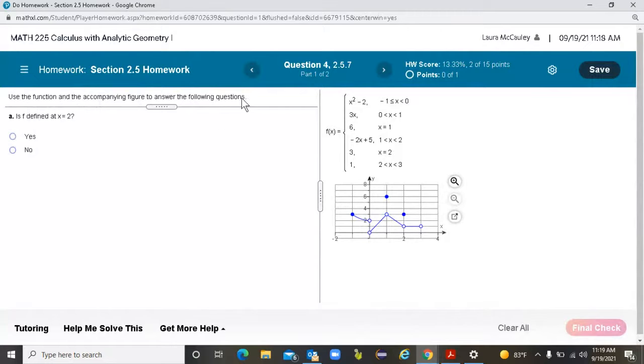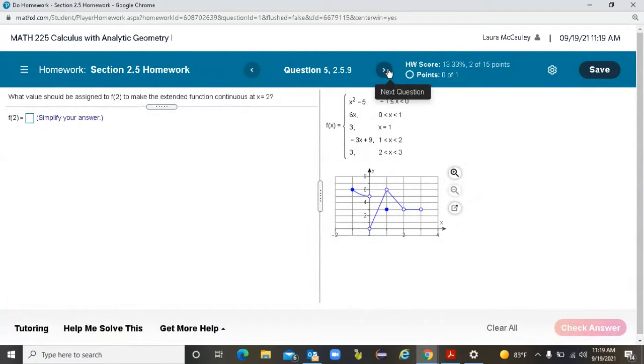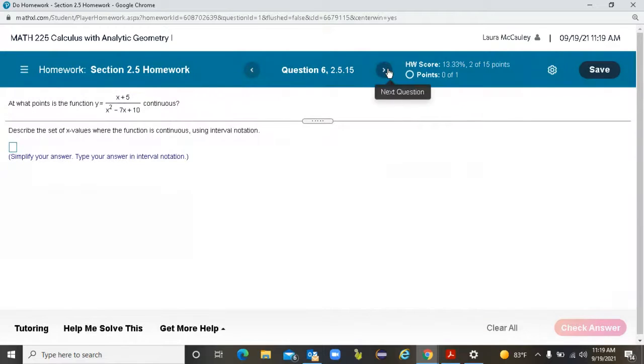All right, so this is the same kind of question, so I'm just going to skip him. Same kind of question. So again, you're just checking those three things. Does it exist? So does f of 2 exist? Does the limit as, say, you approach 2 exist? Are those two things the same?